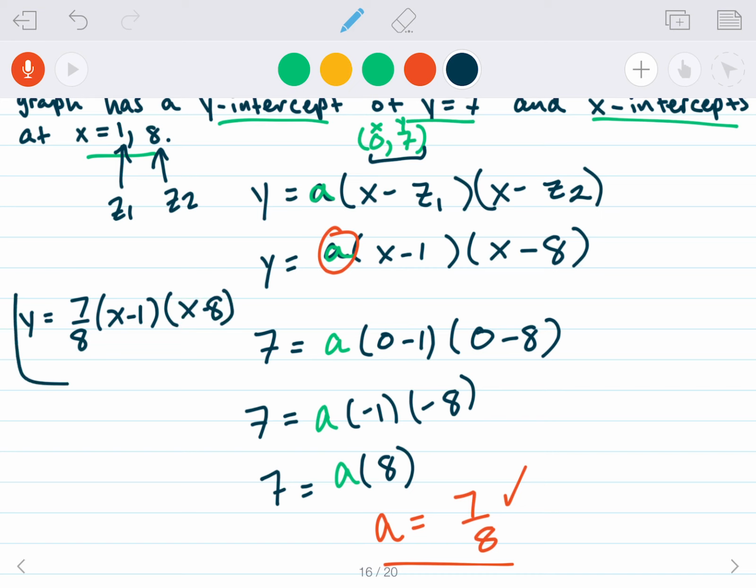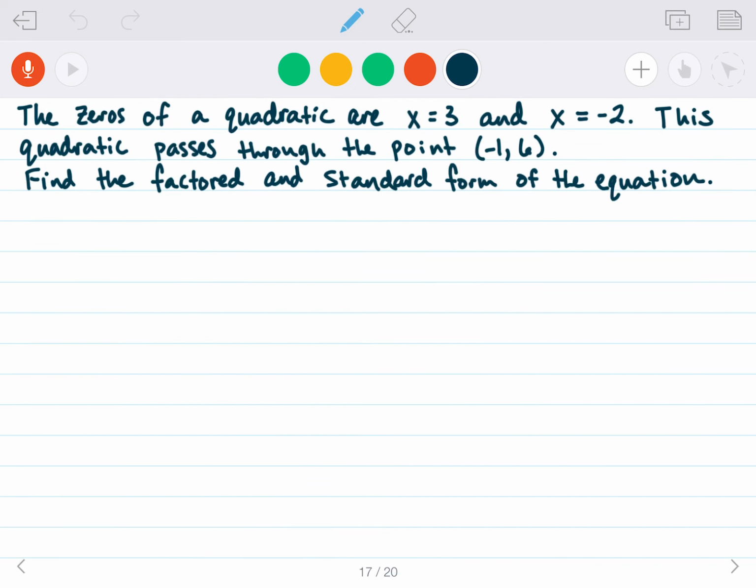When we put this in Desmos, we expect this parabola to open up like this because this a is positive. Doesn't matter that it's a fraction. It's positive, it's going to open up. And we also expect the graph to cross the x-axis at 1 and 8. Okay. All right, let's try another one.